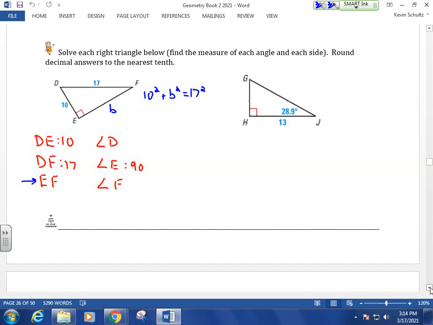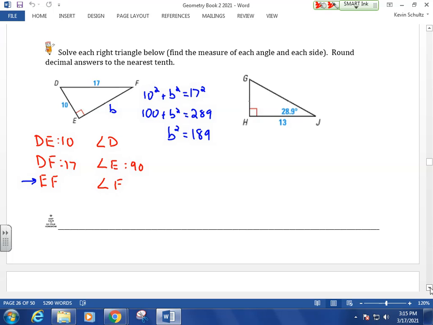So we have 100 plus b squared equals 289. Oh boy, that's embarrassing. Sorry. 289. Kind of jumped ahead a little bit. So when we solve for b, subtract 100 from both sides, there's our 189. And then to find b, remember to undo that exponent, we're going to root both sides here.